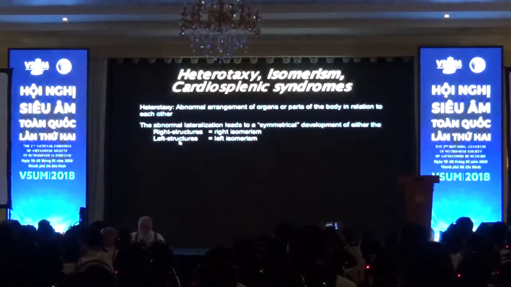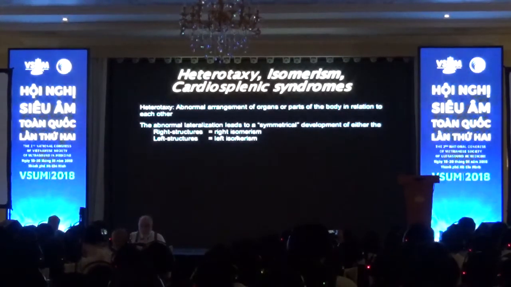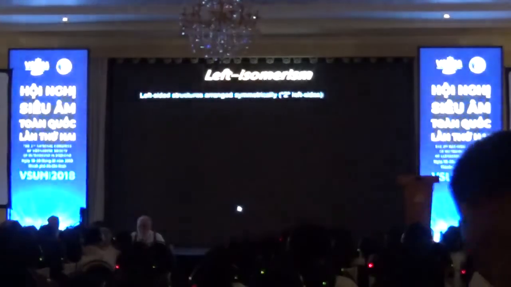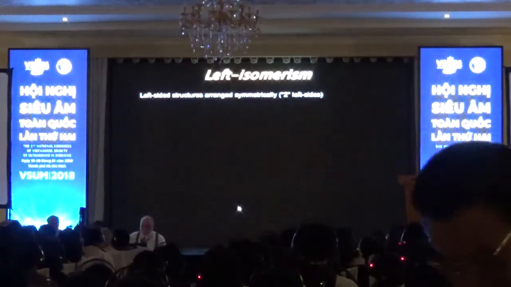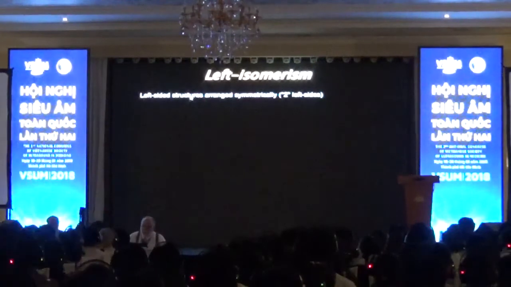And that's a very convenient way to think, because if you think that your baby has right isomerism, all the left-sided structures will be defective. If you have a baby that has left isomerism, all the right-sided structures will be defective. This used to be called asplenia and polysplenia in the old days when I was a medical student. So let's start with left isomerism.